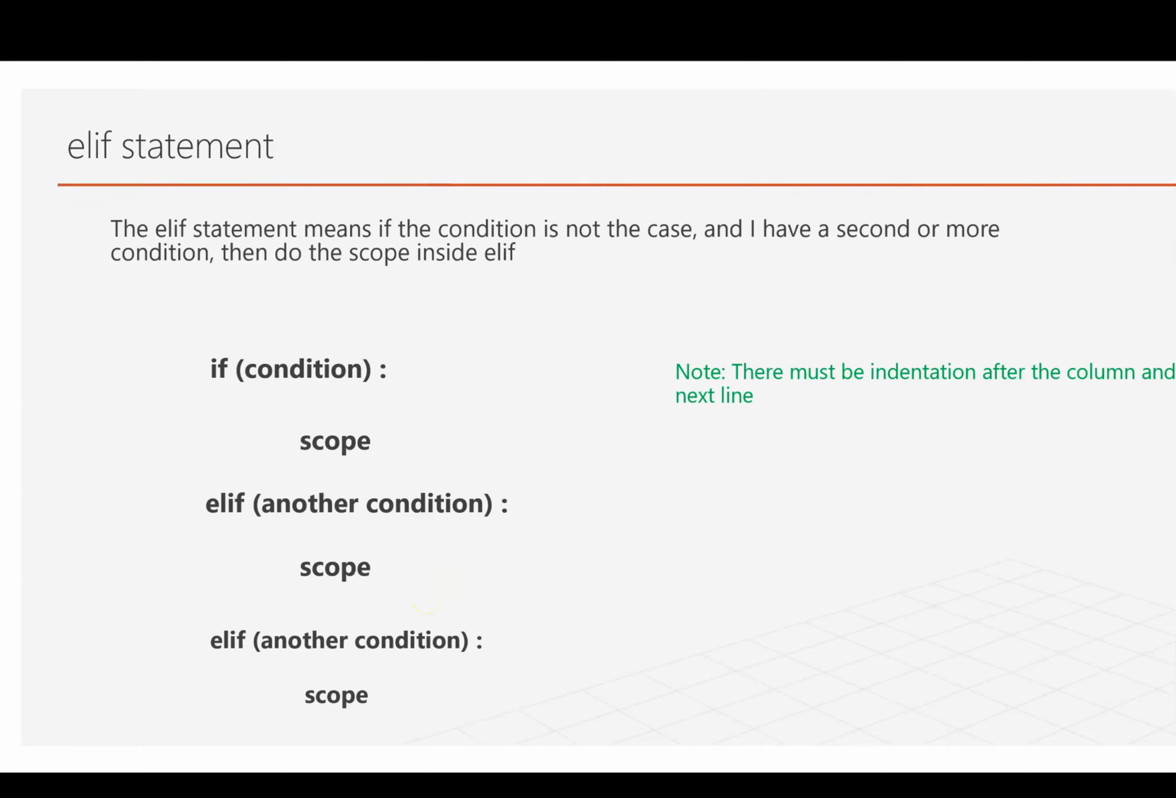Welcome back to the final section of decision making, and this is the elif statement. The elif statement is part of decision making, and it is there in case you have multiple conditions. So if a condition is not the case, you want to go through the second condition. If the second condition is not the case, you want to go through the third condition, and so forth. So you can have multiple elif, but you can only have a single if and a single else at a time. I'll show you what I mean.